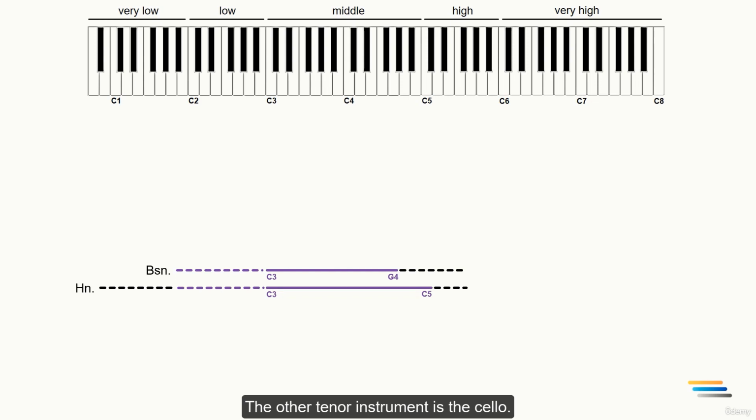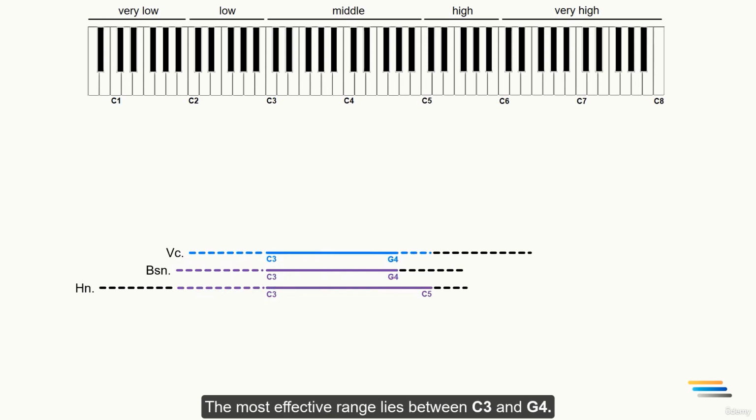The other tenor instrument is the cello. The most effective range lies between C3 and G4. I chose the D and A strings of the cello that are well blended in unison and octave doubling with the alto and the soprano instruments. The blue dashed lines indicate the upper and the lower limit.